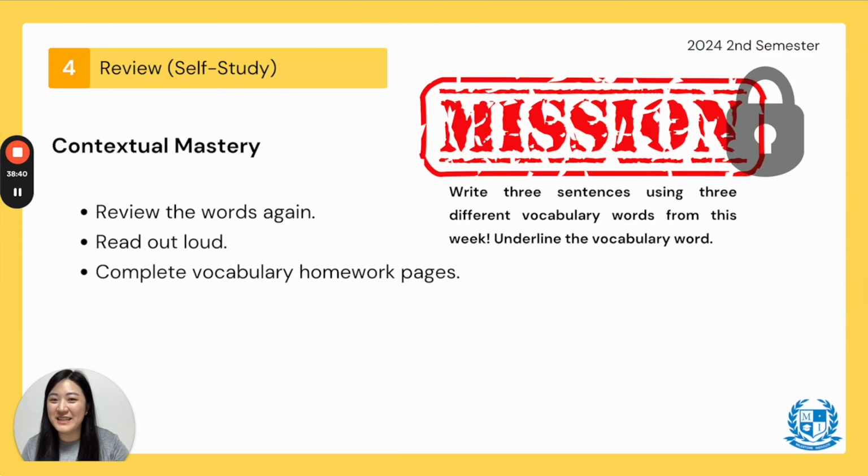So, mission. As the ones from before. Write 3 sentences down using 3 different vocabulary words from this week. Underline the vocabulary word. Write your name, class, and week number, please. And now it is time for you to review and self-study. This is for contextual mastery. So now review all of the words again that we just went over. Oh, not that far, just week 14. Please go back and read it out loud because I know some of you are not reading out loud with me. And then complete the vocabulary homework pages for week 14.